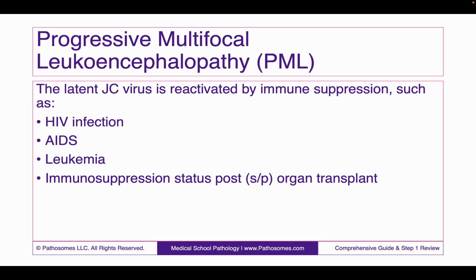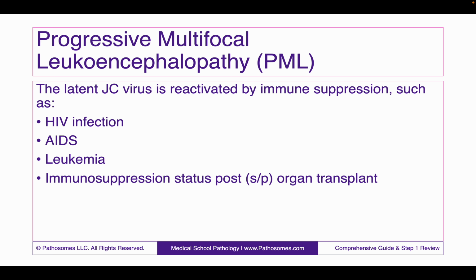The latent JC virus is reactivated by immune suppression, such as an HIV infection, AIDS, leukemias, immunosuppression status post an organ transplant. And speaking of which, let's talk a little bit about HIV, because that shows up frequently as well. With HIV, what are the cells that are initially infected? Lymphocytes, correct? Specifically, the CD4 positive T helper cells, right? That's important to know. If I was in a test-taking situation, I would definitely know that.